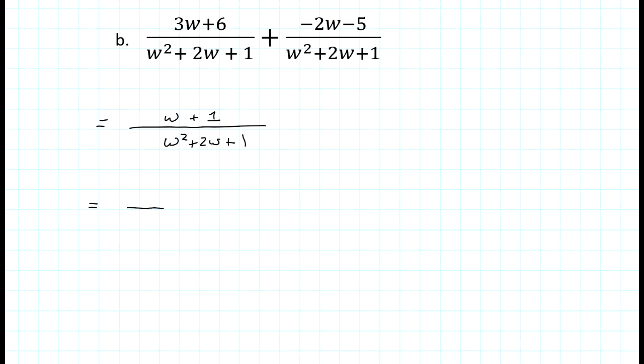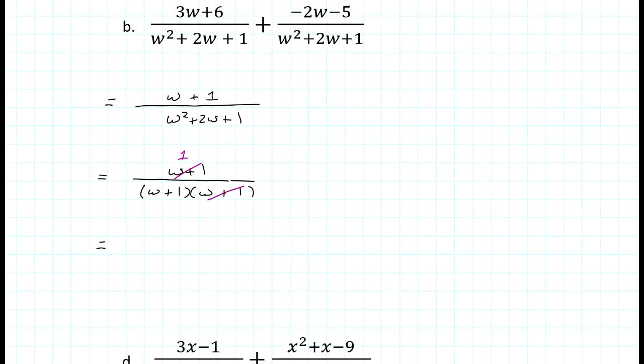All right, next line. We'll go ahead and bring down the w plus 1 on top. On the bottom, we want to factor the w squared plus 2w plus 1. This will factor with the w in the first positions, and then we have to have a 1 in the second positions. If both of those are plus, then we will have a 2w in the middle. Oh, this is kind of cool. The w plus 1 on top, and one of the w plus 1s on the bottom cancels, leaving us with a 1 on top. So our final expression will be 1 over w plus 1.